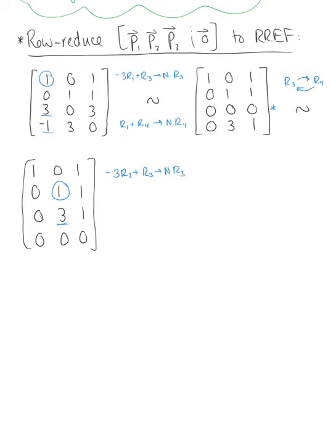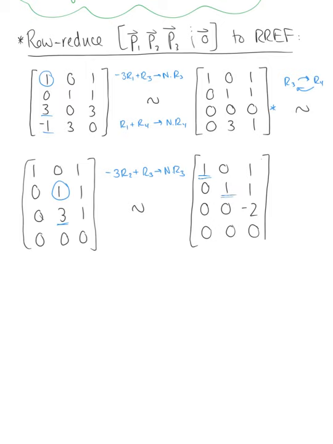And so this gives us the row equivalent matrix 1, 0, 1, 0, 1, 1, 0. So we have negative 3 plus 3 is 0. Negative 3 plus 1 is minus 2, 0, 0, 0. And so we're excited here. We can see that we have attained echelon form. And we can make our final conclusions.